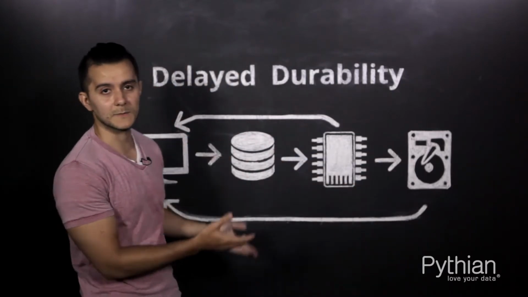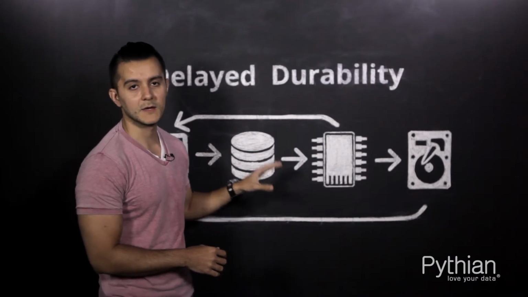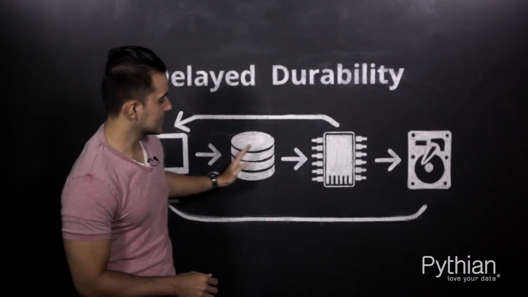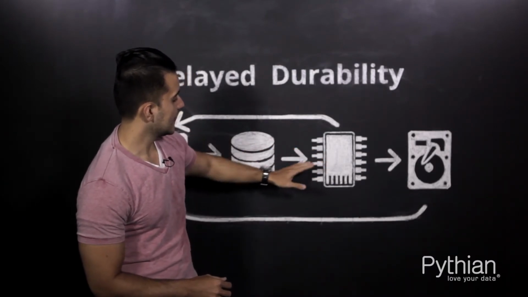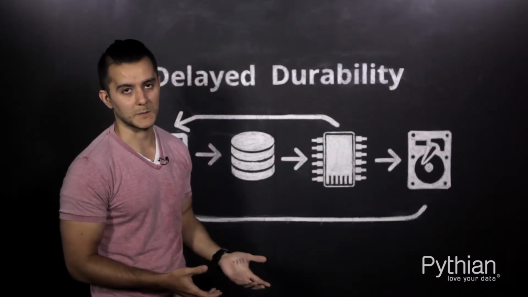Now, what is delayed durability then? It's a very, very small change that has a big impact on the database. What happens with delayed durability is that the information keeps flowing this way, but control to the application gets returned as soon as we make the change in memory. That's what we call an asynchronous commit.